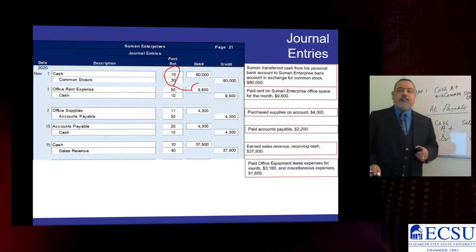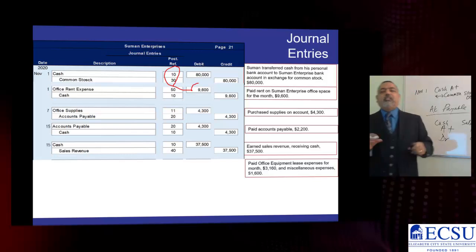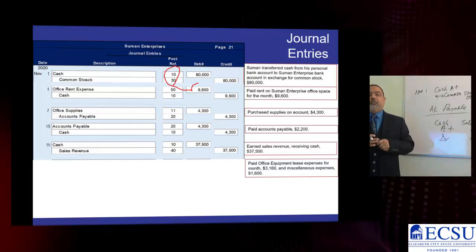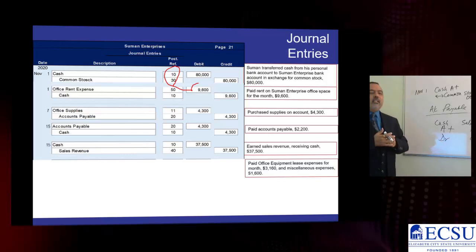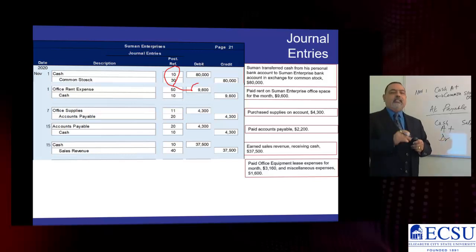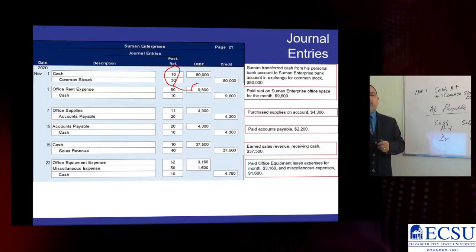Next, paid office equipment lease expenses for the month, 3,160, and miscellaneous expense. So now you have two expenses on the same day. Whenever you have two expenses, we can do a compound journal. Now, what is a compound journal? When a journal has more than one debit or more than one credit, it is known as a compound one. So in this case, you're paying two expenses and cash is involved in the payment. So you'll have office equipment expense, then miscellaneous expense, and cash. So that's what we are doing, debiting the two expenses and cash is credited.